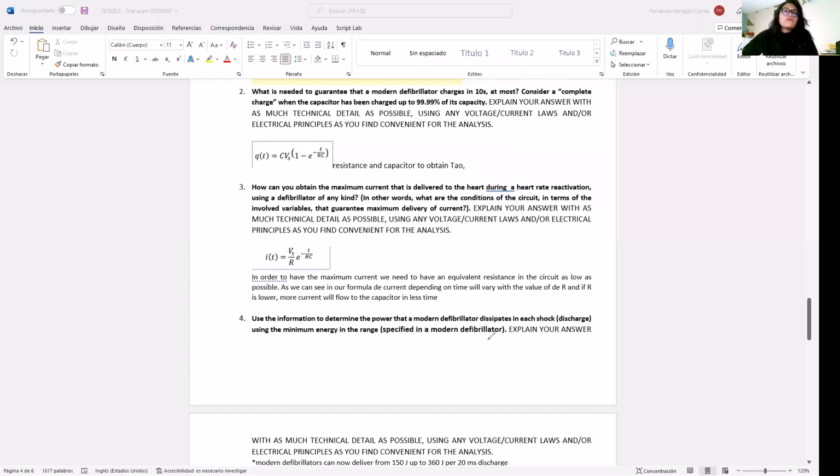Now, in order to have our maximum current, we need to have an equivalent resistance, again as in the past problem, as low as possible. Here we can see that the formula of the current, depending on time, will vary with the value of R. And if R is lower, more current will flow from the capacitor in less time. So as we see in the formula, it depends on the resistance.